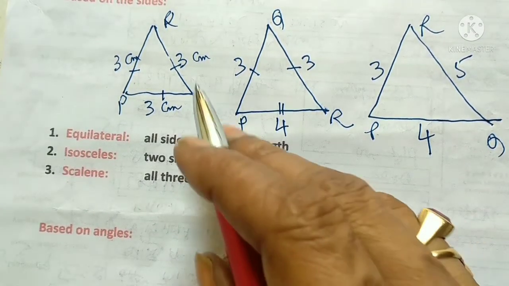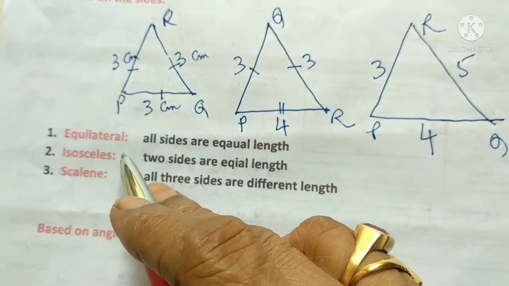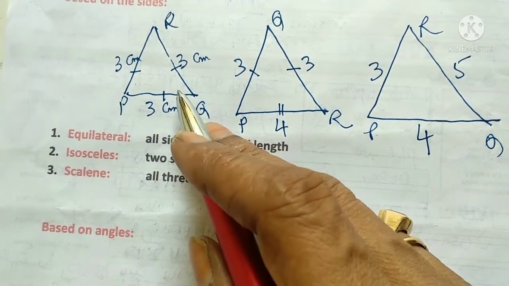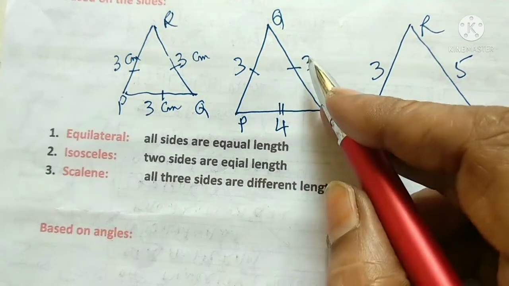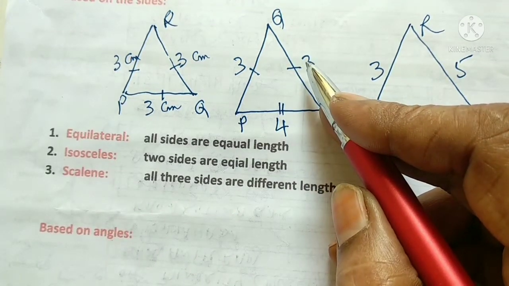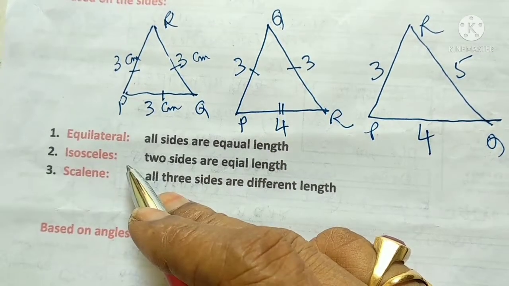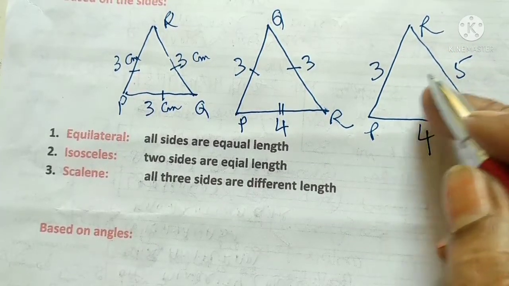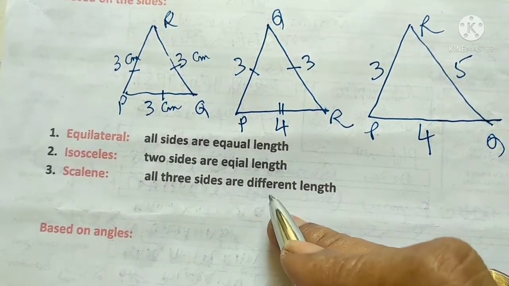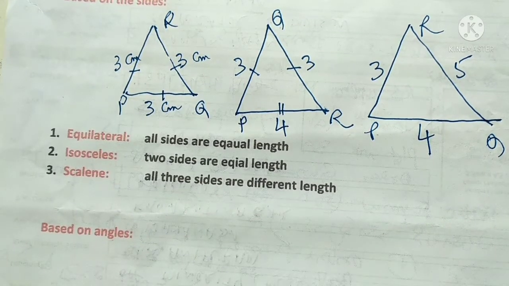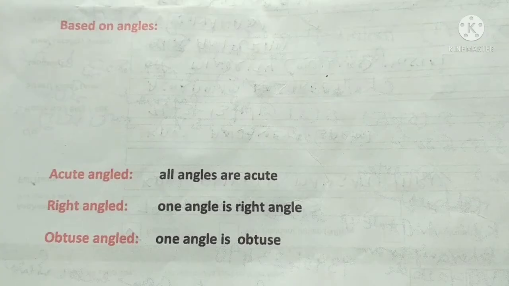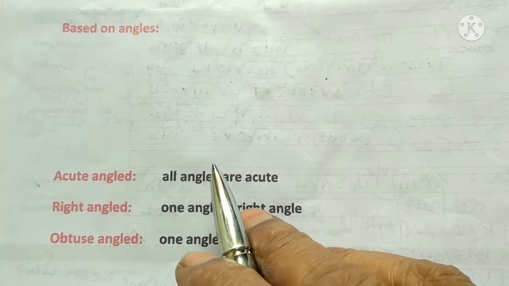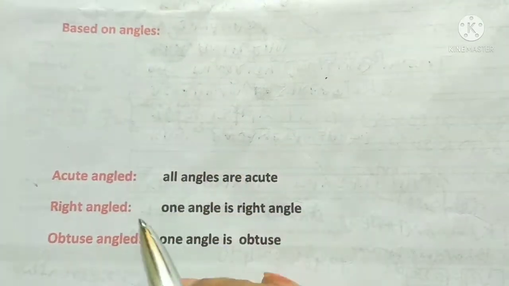I repeat, when all three sides are equal, it is equilateral triangle. When only two sides are of equal length, it is isosceles triangle. And when all the three sides are entirely different, means they are of different lengths, it is scalene triangle. Okay. Now let us see the classification of the triangles based on angles.